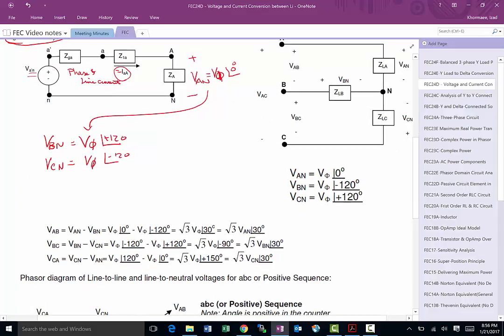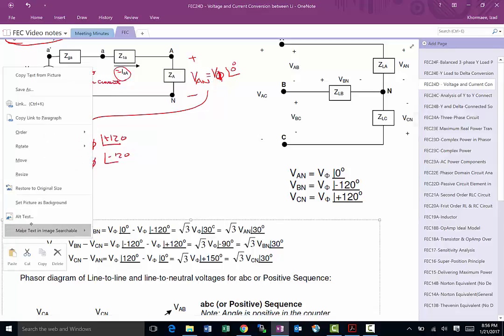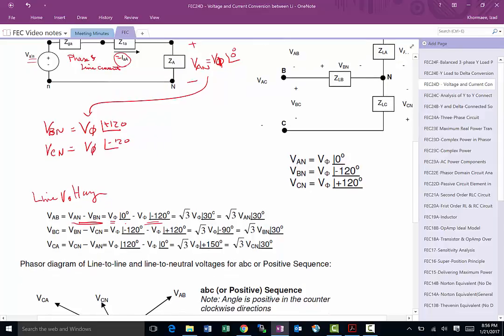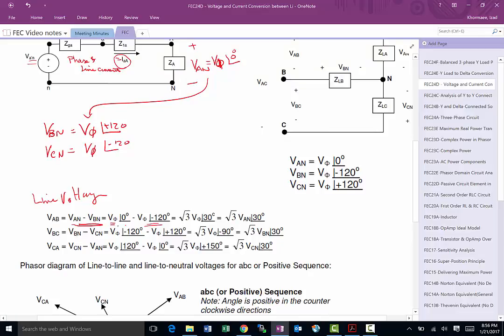VAB, the line voltage, is equal to the two phase voltages subtracted. The phase voltage has a magnitude with a zero angle, and this must be the positive sequence, which is fine. Once you do a little cleanup of this one, you will find out this is the answer, and then most of the time we write it like this.